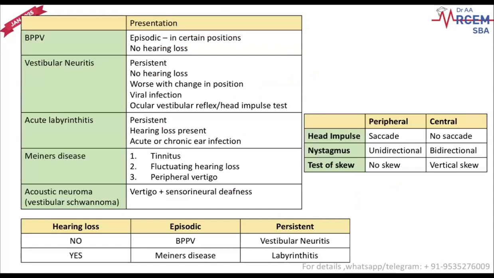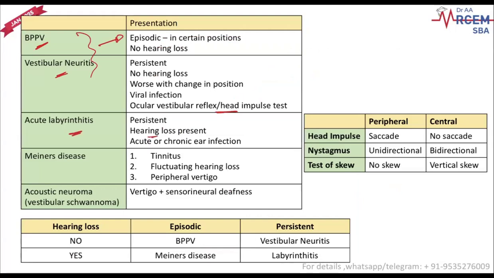This summarizes more. BPPV is episodic, only in certain positions does he have the vertigo. In vestibular neuritis, it is persistent. It gets worsened in certain positions. There is no hearing loss in both BPPV and vestibular neuritis. Here, the head impulse test is positive. Acute labyrinthitis is an inner ear infection.